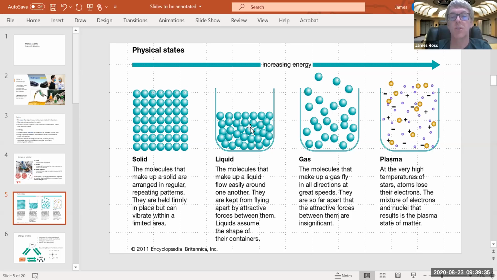Liquids are much less uniform and much less organized. Gases are the least uniform and least organized. They're the 3 big ones we'll see. This diagram also has plasma.